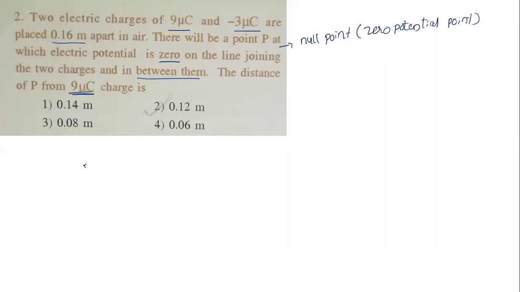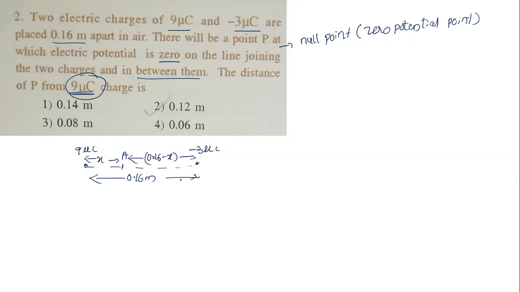Let me draw a simple diagram. This is one charge, this is the other charge. This is 9 microcoulomb, this is minus 3 microcoulomb, and the distance between them is 0.16 meter apart. Now we need to find a zero point between them. From the 9 microcoulomb charge, I'll take this point as A. This distance I'll take as X. Then the remaining distance becomes 0.16 minus X.